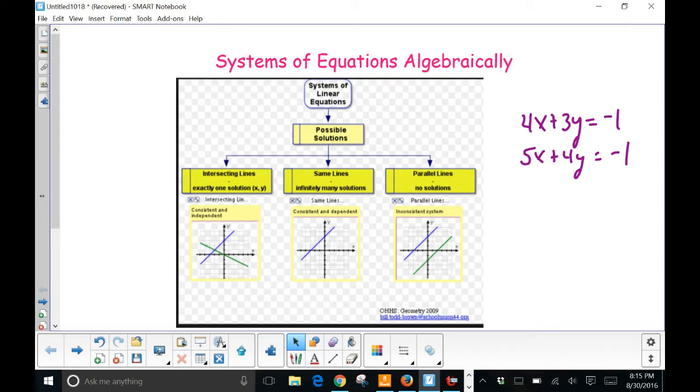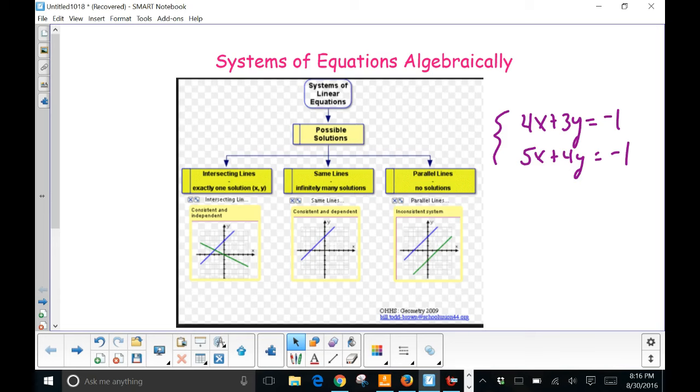The purpose of this video is to review the process of solving systems of equations algebraically. The first set of equations that we're going to try to solve simultaneously are the ones on the right here: 4x plus 3y equals negative 1, and 5x plus 4y equals negative 1.